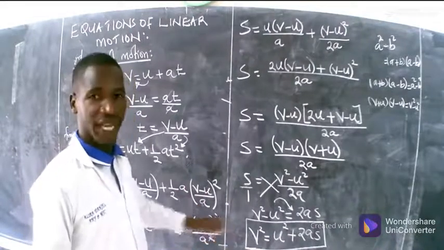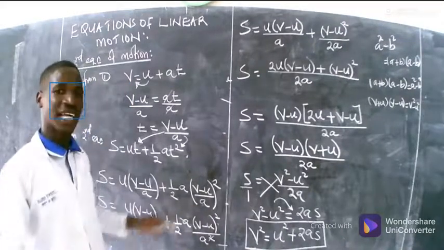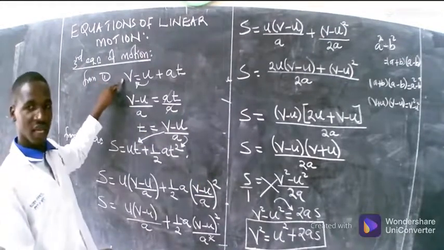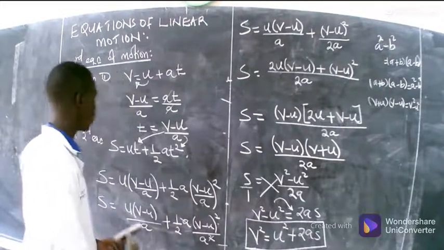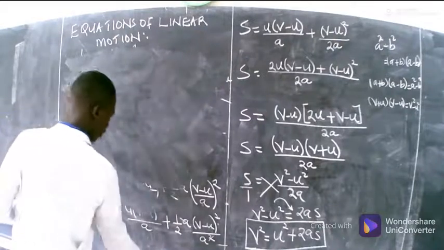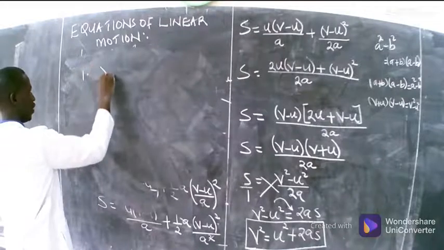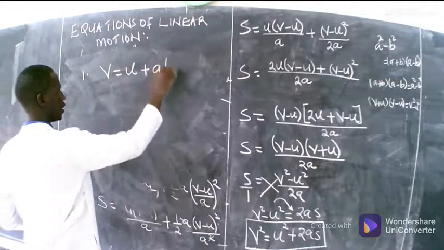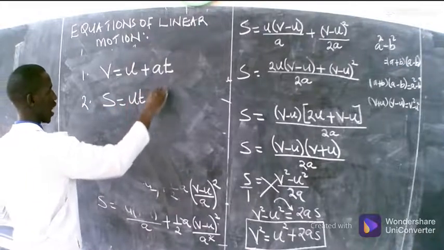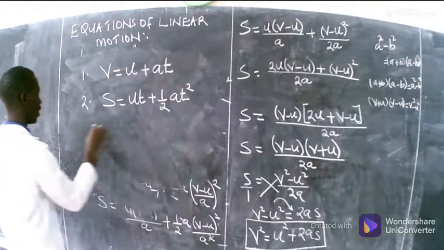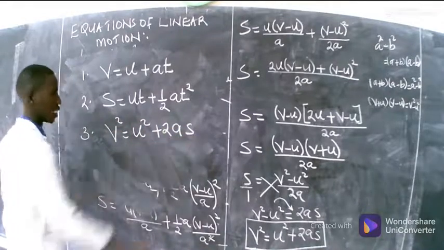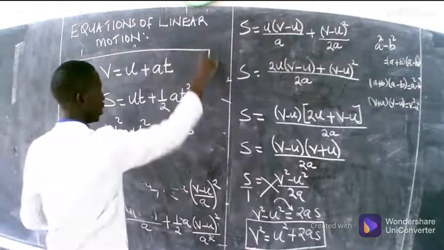So that is it when it comes to the third equation of motion. Please, you don't need to just know the equation, but you should know where it comes from. It comes from combining equation 1 with equation 2. So in summary, we have three equations of motion, which we have just derived. The first equation is v equals u plus at. The second one is s equals ut plus a half at squared. Then thirdly is v squared equals u squared plus 2as.